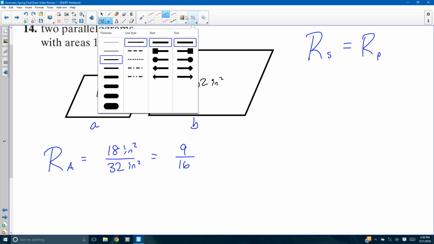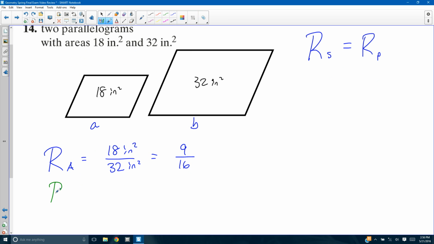Now the similarity ratio is not 9/16. Similarity ratio is the square root of 9/16. If you square the similarity ratio to get the area ratio, then you square root the area ratio to get the similarity ratio. Square root of 9 over square root of 16 is 3/4. Now 3/4 is not the same number as 9/16. 3/4 is 0.75, right? 75%. 9/16 is just a little over 50%, because you know that 8/16 is 50%.